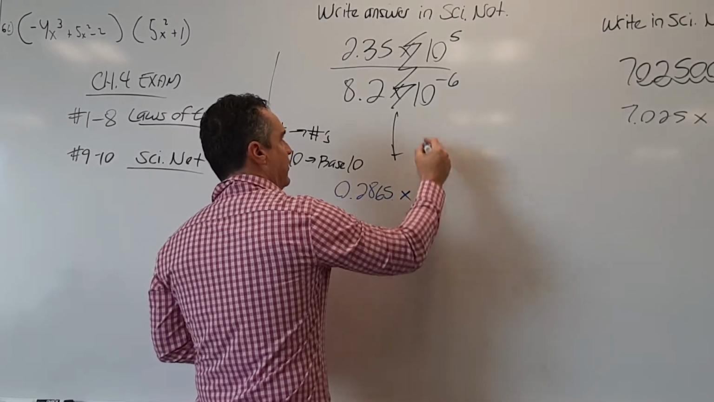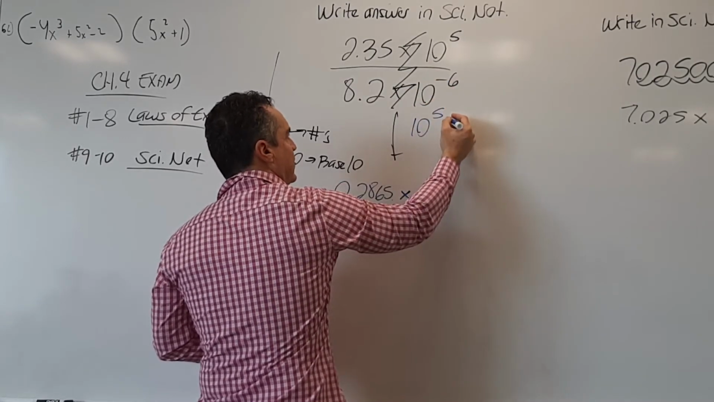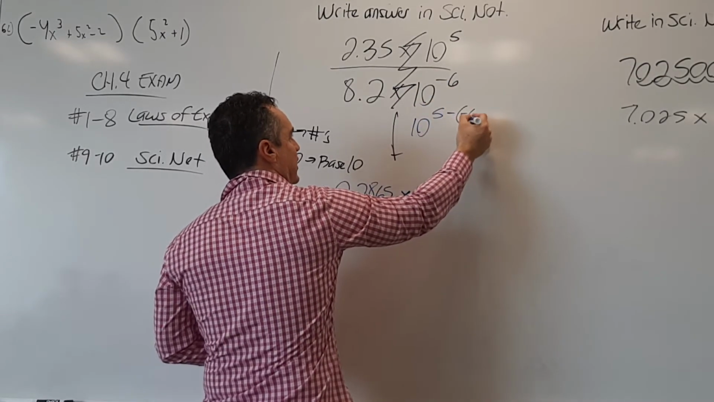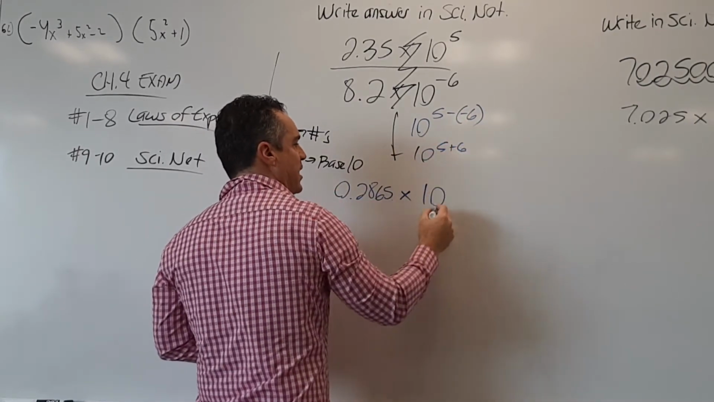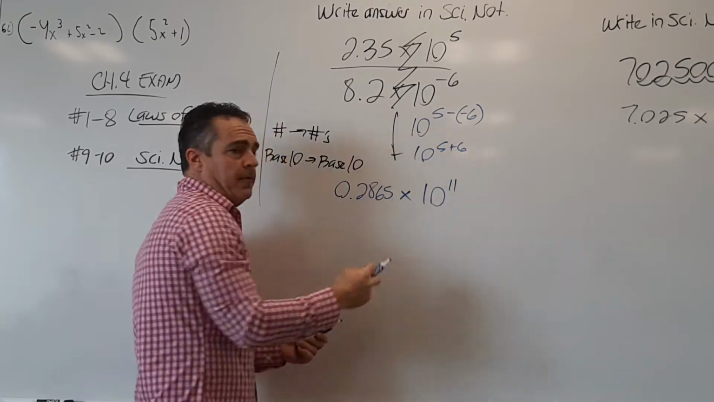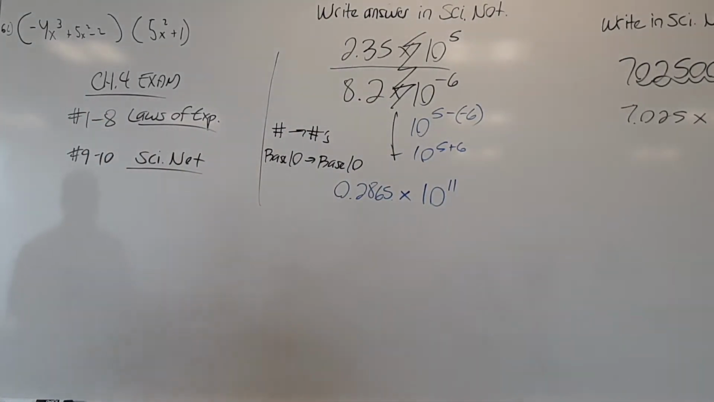Okay, and we'll say times 10, now let's think about this. Base 10, 10 to the 5th over 10 to the negative 6 is 10 to the 5th minus negative 6. Agreed? Yes. Which is 10 to the 5 plus 6, which is 10 to the 11th. Are we done? No. Why not? Gotta move the decimal point one place because we only want one digit to the left of the decimal, but that digit can't be 0, and right now it is 0. So we gotta move it.